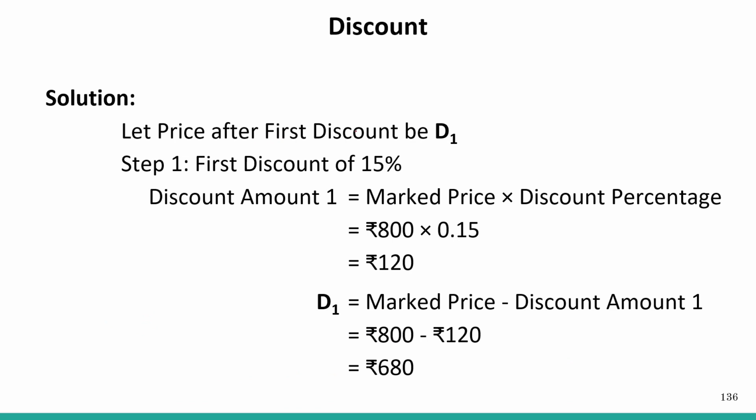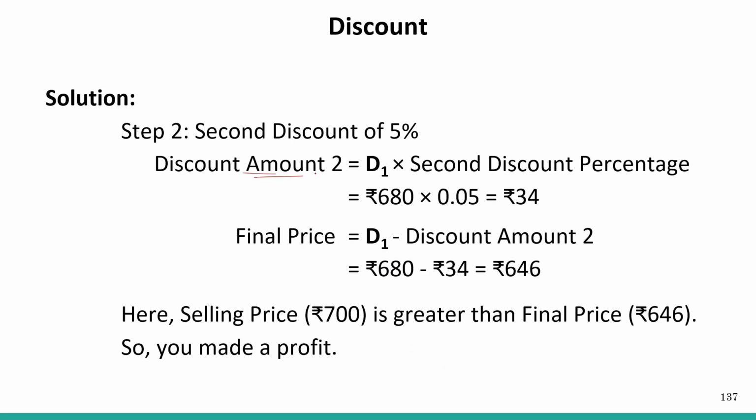So the price after discount 1, D1, is equal to what? Marked price into discount percentage, that is equal to 120. So D1 is equal to 800 minus 120, which is 680 rupees. So the second discount amount will be 680 into 0.05, because we have a 5% successive discount on D1, that is 680. So it will be 34 rupees. So final price is equal to D1 minus discount amount 2. So 680 minus 34 is equal to 646.